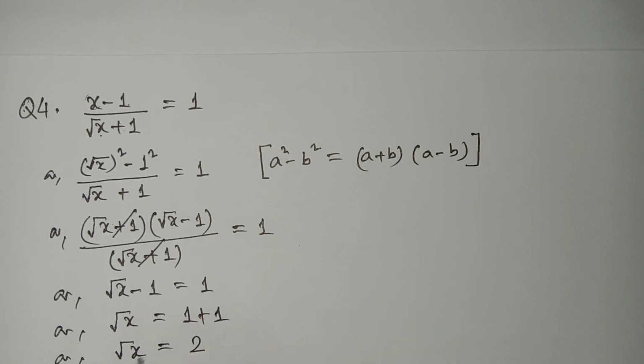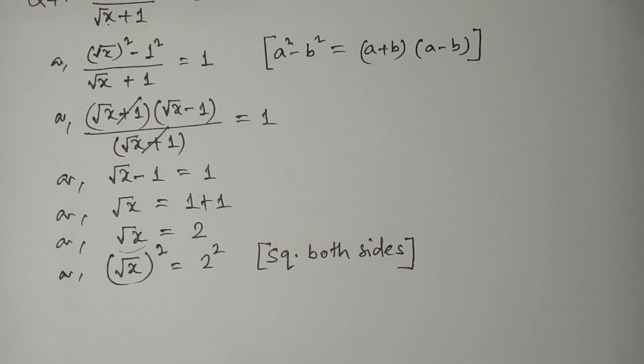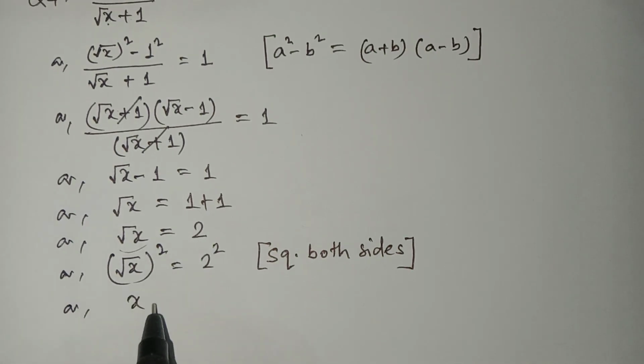Now to get rid of this square, I can raise to the power 2. I can square both the sides. So let's do it. I have squared both sides and now I get x equal to 4. This is my solution. Now let's check the higher ability question and the last one in this video.